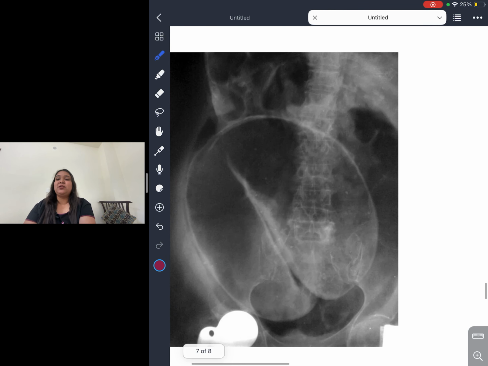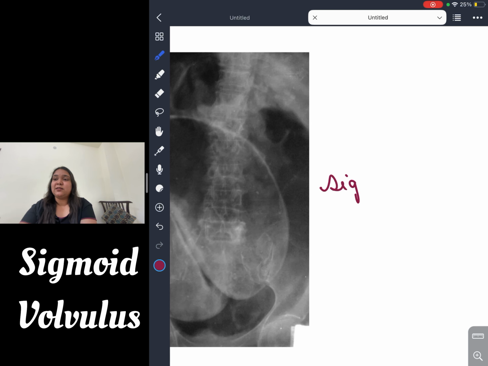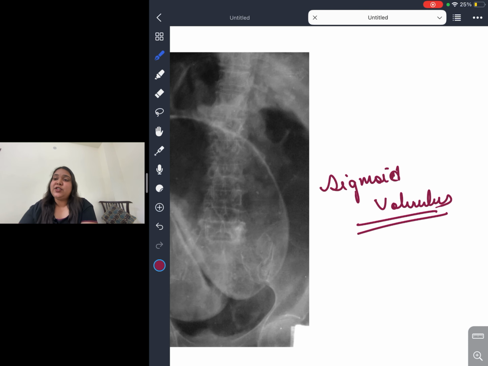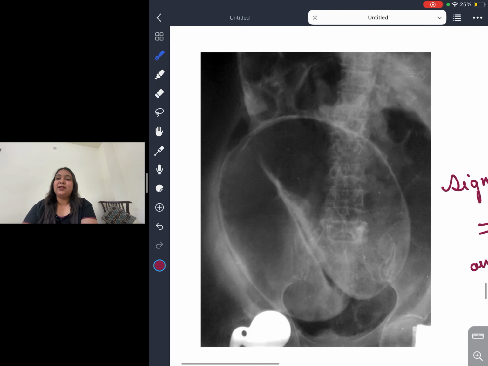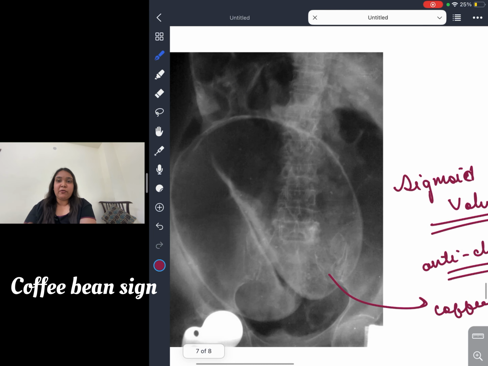Now this thing, if you see, looks like a coffee bean. This is an image of sigmoid volvulus. Here we have a malrotation of the gut, which is mostly in the anti-clockwise direction. Here we have malrotation, and you can find this as the coffee bean sign. So in sigmoid volvulus, we have a coffee bean sign.